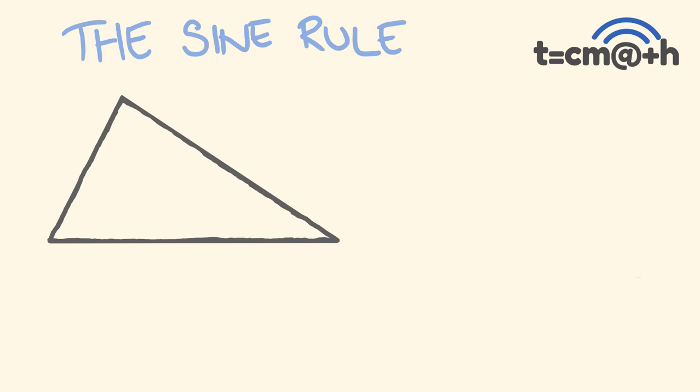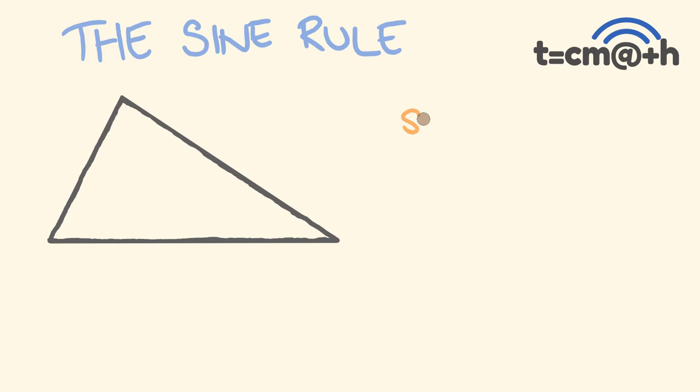So the sine rule, this is a method used with non-right angle triangles. A triangle like we have here has no right angles, and it's used to work out unknown sides and angles. Also, we can use the cosine rule, which we'll have a look at in future videos. So let's have a look at what the sine rule is. The sine rule says the following.